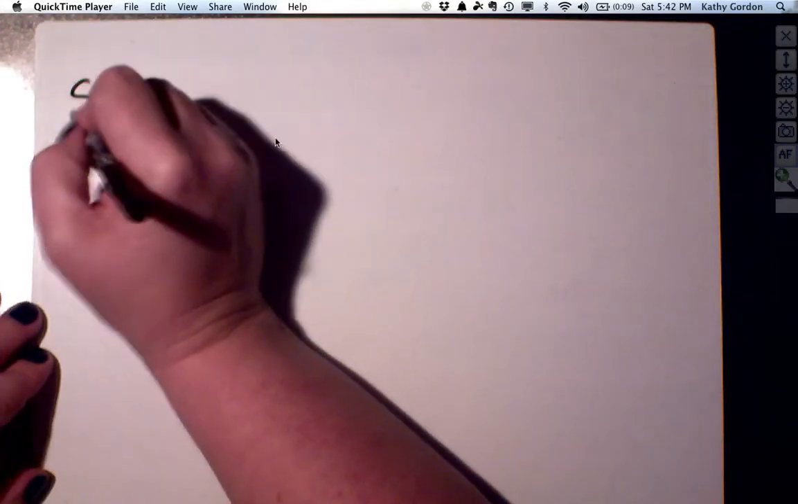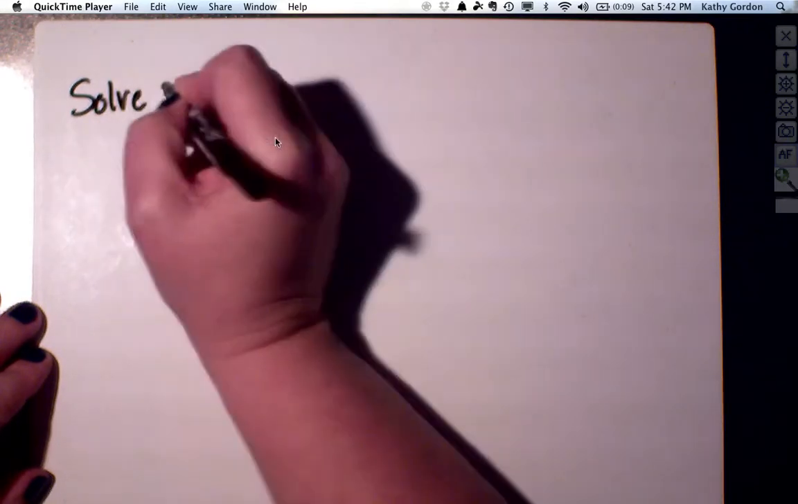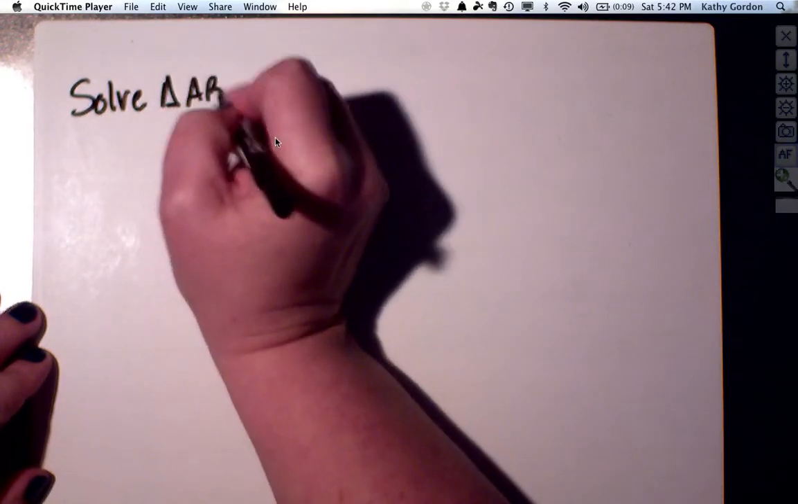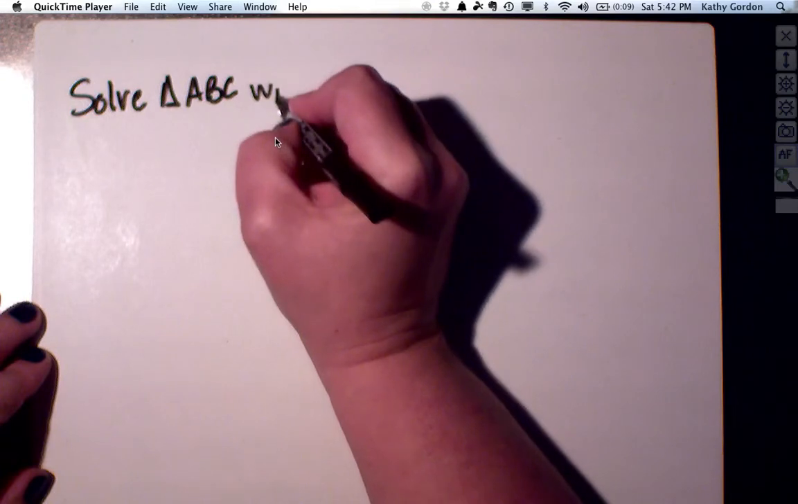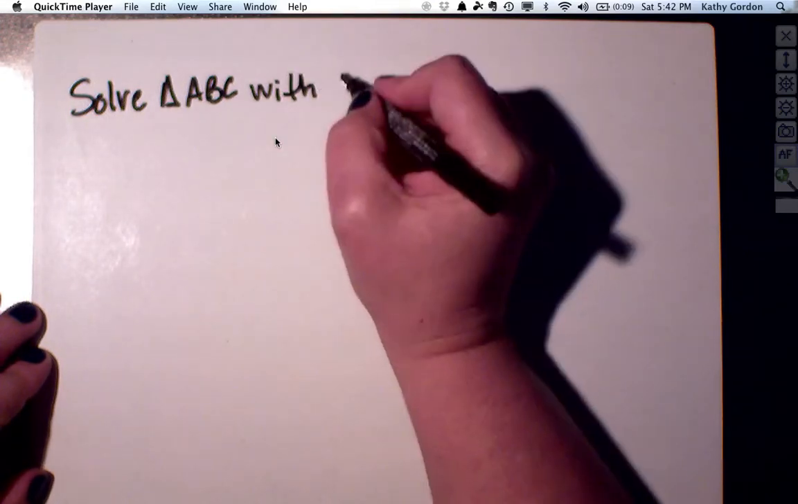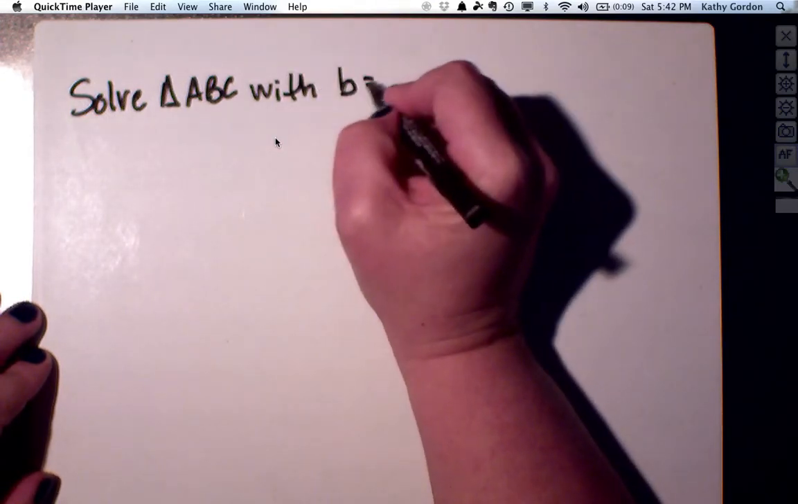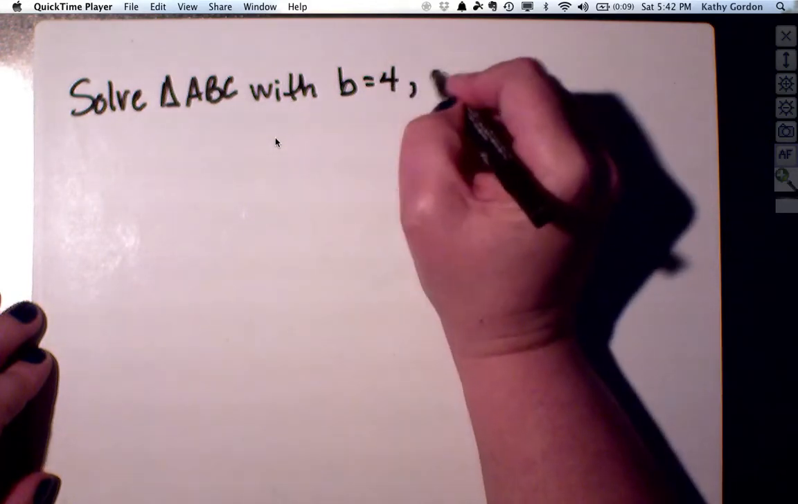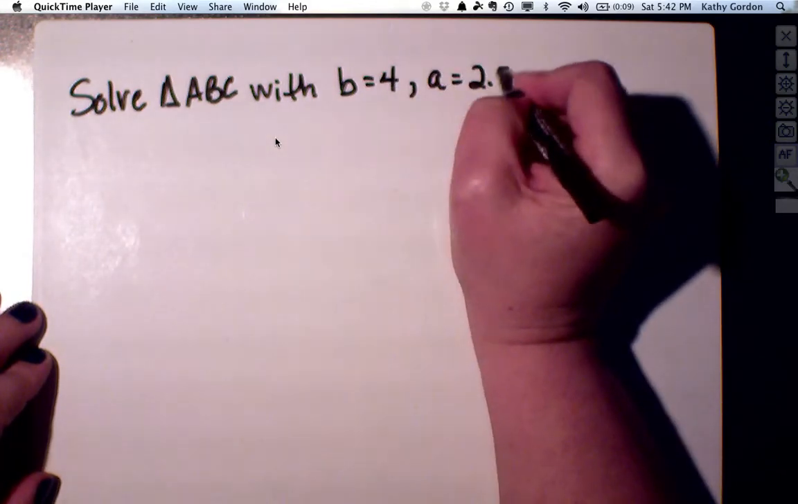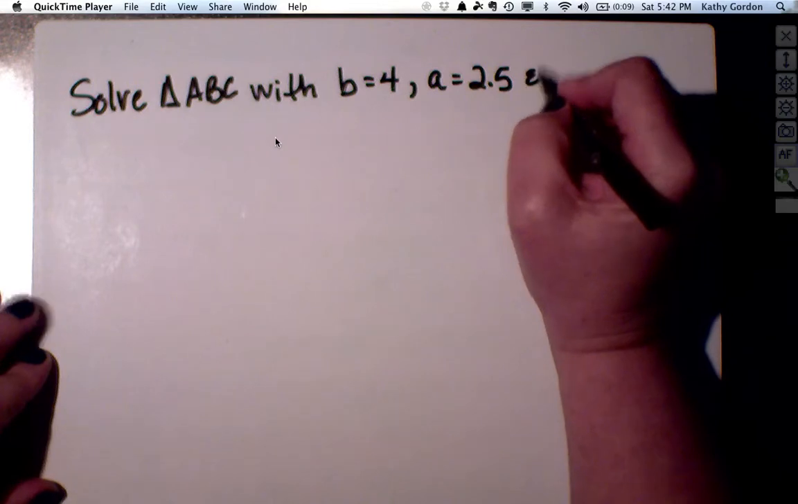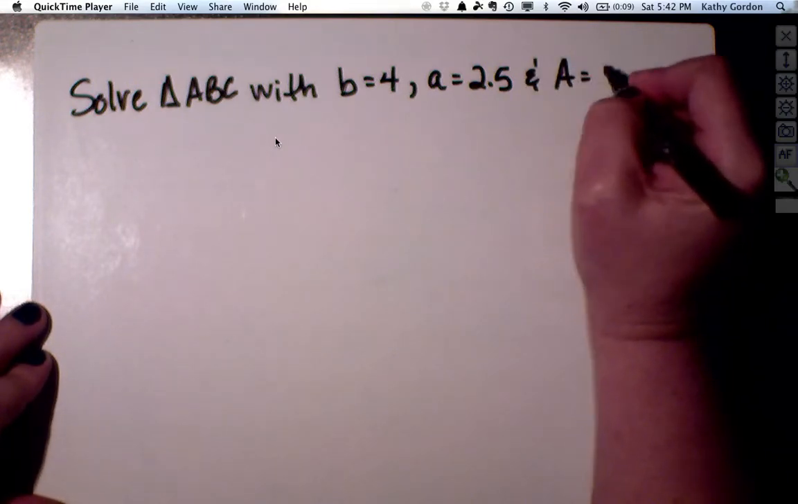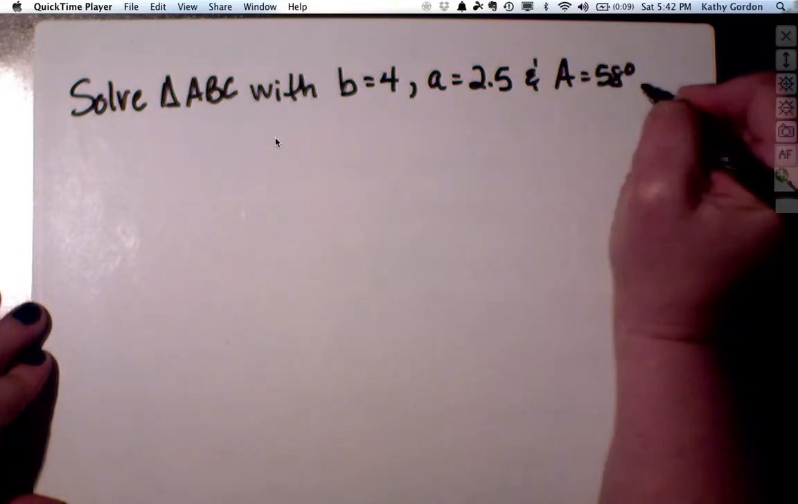All right, so now that we know a little bit about the ambiguous case, let's see how we can use it to solve a triangle. So let's solve triangle ABC with the following measurements. Side b will equal 4, side a will equal 2.5, and angle A will be 58 degrees.